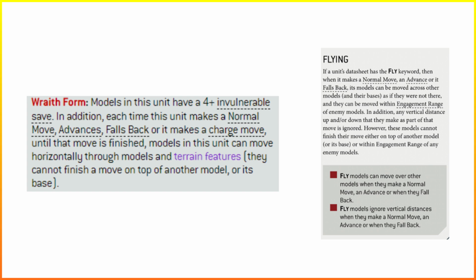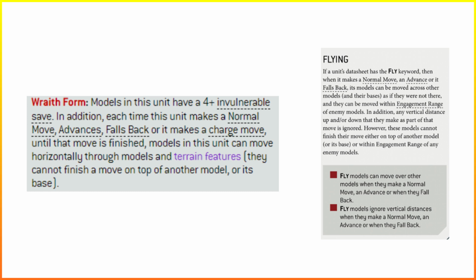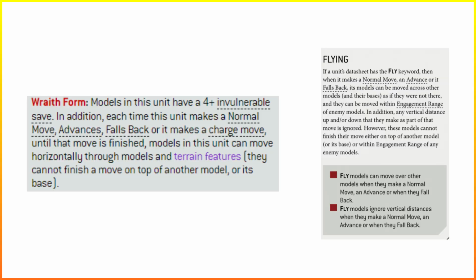As for the fly keyword, units that have that keyword can make normal moves, advanced moves and fallback moves over other models as if they were not there. So that means they can move into engagement range, but as long as they don't end their movement in engagement range, they're all good. So far there is actually no difference. There are some differences, we're going to get onto that in a moment, but at this moment in time, no difference. In fact, going on to the second part of the flying ability, they ignore vertical distances as well. That isn't relevant to Canoptek Wraiths because they're going through models anyway, so they don't need to measure vertical distances. Whereas fly models, they ignore it. So they're virtually the same at this point.